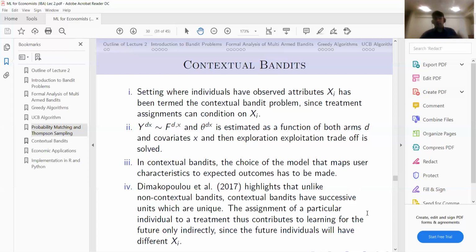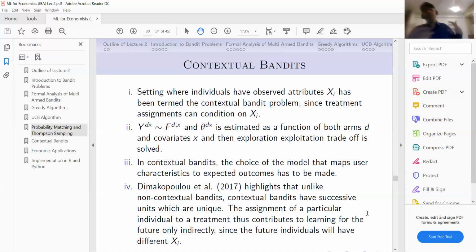Previously all the units were identical, right? So far, whatever units were coming in over time were identical. There's no difference between the units coming over time. But in contextual bandits, the units are actually people, and of course they're not identical. They're different, and they don't share the same context, the same characteristics which are relevant for the outcome variable of interest.